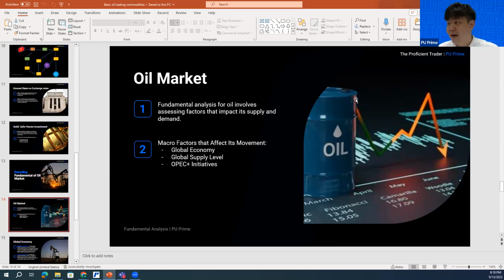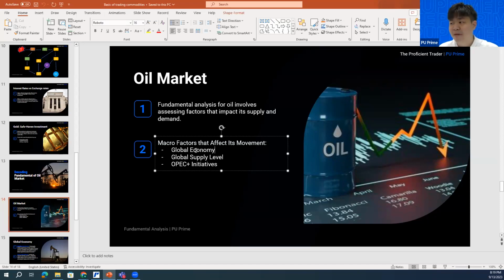Okay. So for the oil market, a very good way we can analyze it is by looking at three important fundamentals. The first fundamental is the global economy, the second fundamental is the global supply, and the third is the OPEC initiative.